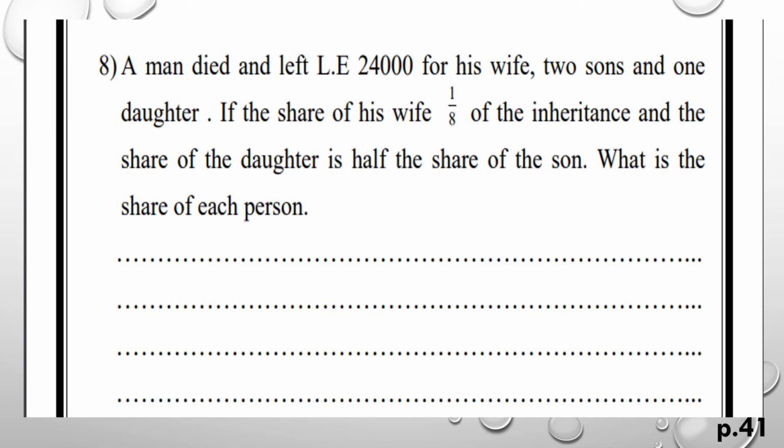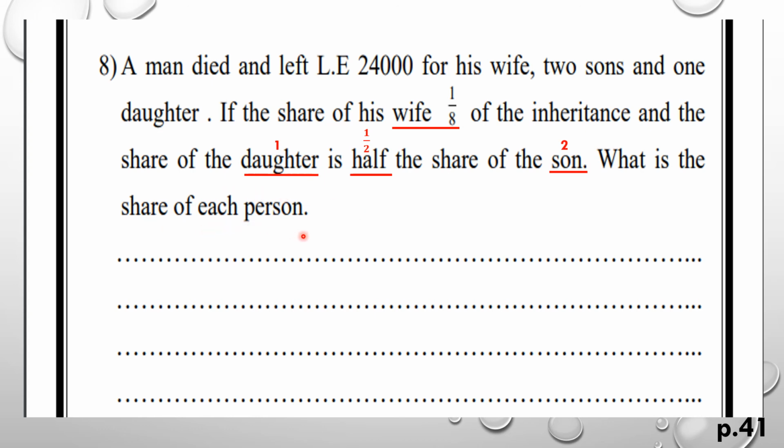Page 41. Number 8. A man died and left LE 24,000 for his wife, 2 sons and 1 daughter. If the share of his wife is 1/8 of the inheritance and the share of the daughter is half the share of the son. Half means 1/2. If we want to put this 1/2 in the ratio form, the daughter will be 1, the son will be 2. What's the share of each person?